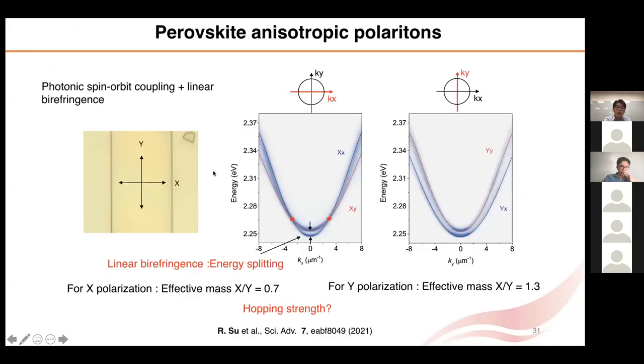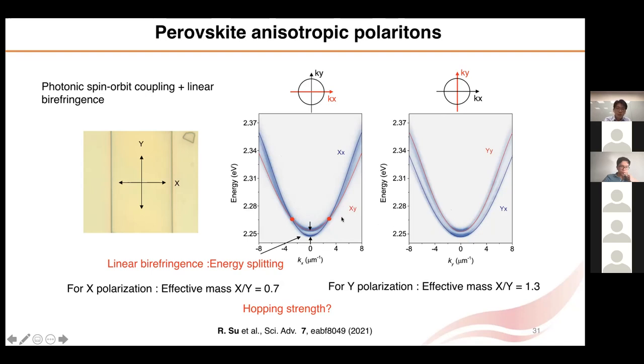In the perovskite system, this photonic spin orbital coupling is more obvious, since intrinsically, the perovskite system has some linear birefringence that lifts the degeneracy at the ground state with a peak splitting. In this case, combining the conventional photonic spin orbit coupling with this linear birefringence, we will have such dispersions. As you can see here, along the kx direction, these two bands will cross at these two crossing points, while along the other direction, ky, these two bands will never touch.